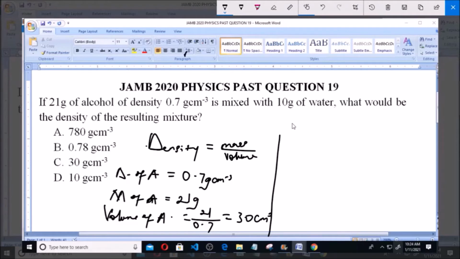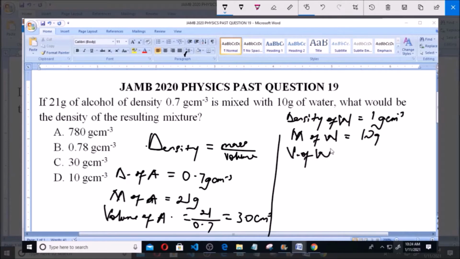Now for water, the density of water is equal to 1 gram per cm cube. Mass of water in the mixture is 10 grams. So now we can get the volume of water, and that will be the mass of water, which is 10 all over the density of water, which is 1, and that will give us 10 centimeter cube.